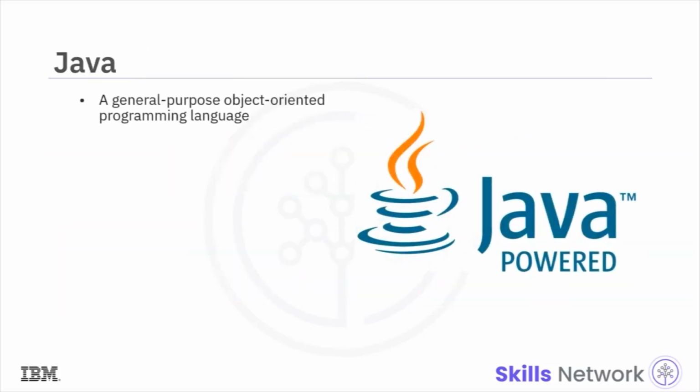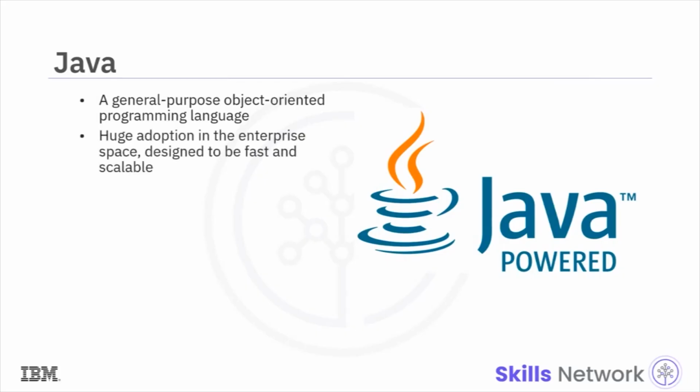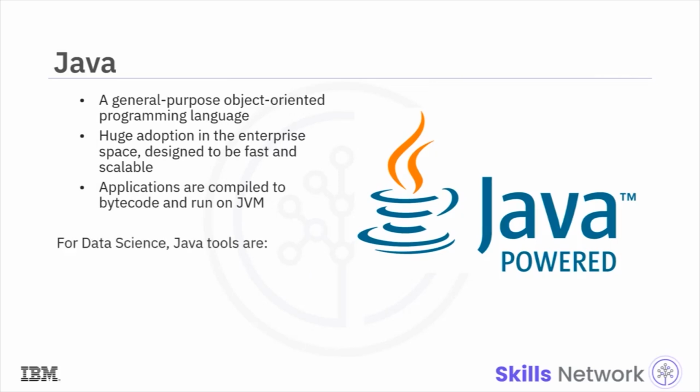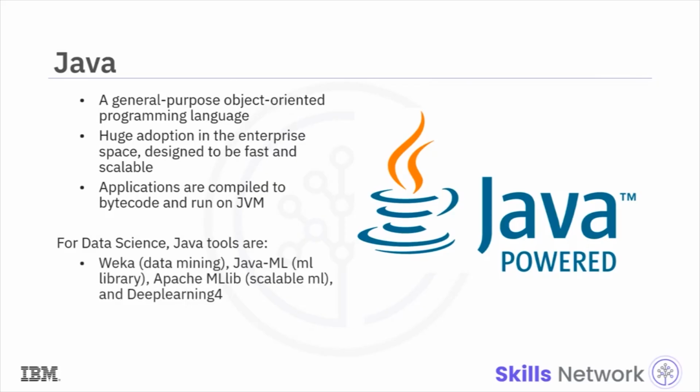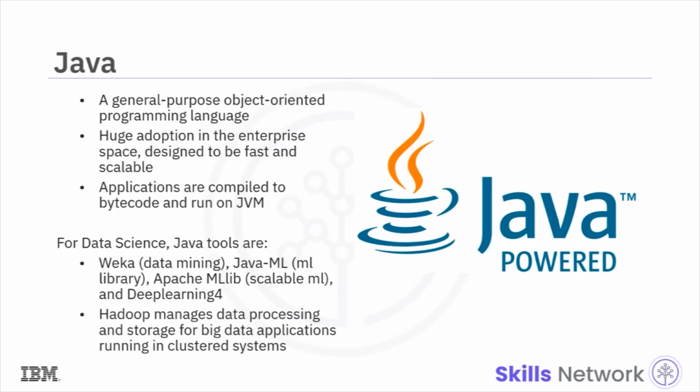Java is a general-purpose, tried and tested, object-oriented programming language. It has huge adoption in the enterprise space and was designed to be fast and scalable. Java applications are compiled to bytecode and run on the Java Virtual Machine, or JVM. Some notable data science tools built with Java include Weka for data mining, Java ML for machine learning, Apache MLlib, which makes machine learning scalable, and Deep Learning 4 for deep learning. Hadoop is another application of Java, which manages data processing and storage for big data applications running in clustered systems.